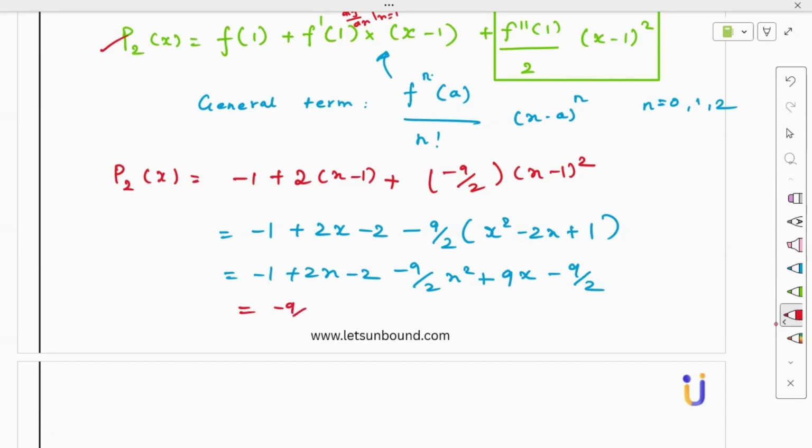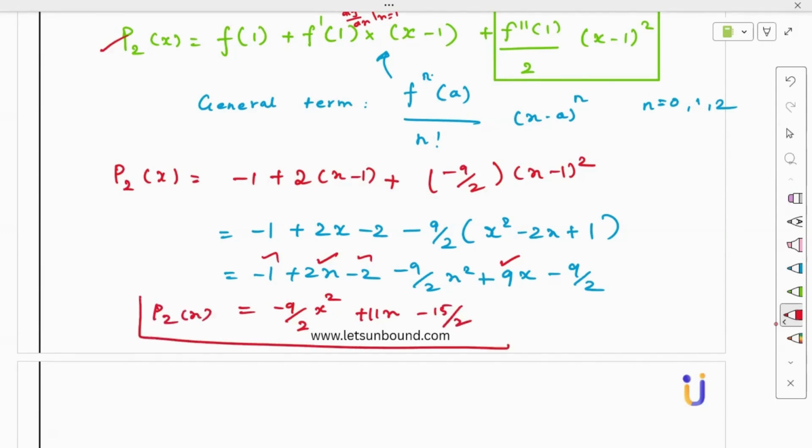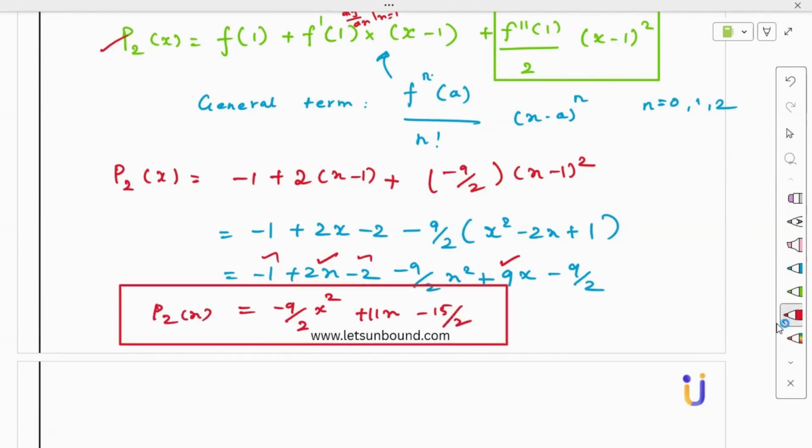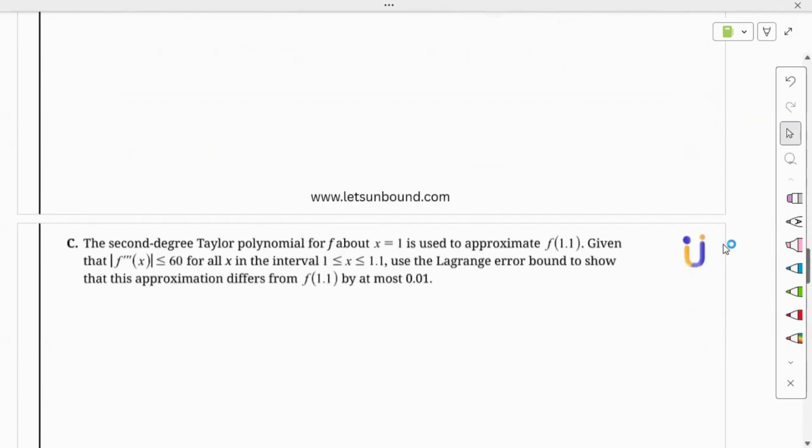So let us write in decreasing order of powers. Minus 9 by 2 x square. These are like terms, they will go 11x. Then these are constant like terms. When you add them up, it's minus 15 over 2. Very simple addition, so I didn't explain that. This is the second degree Taylor polynomial. Right, that's part B. Now moving to part C.